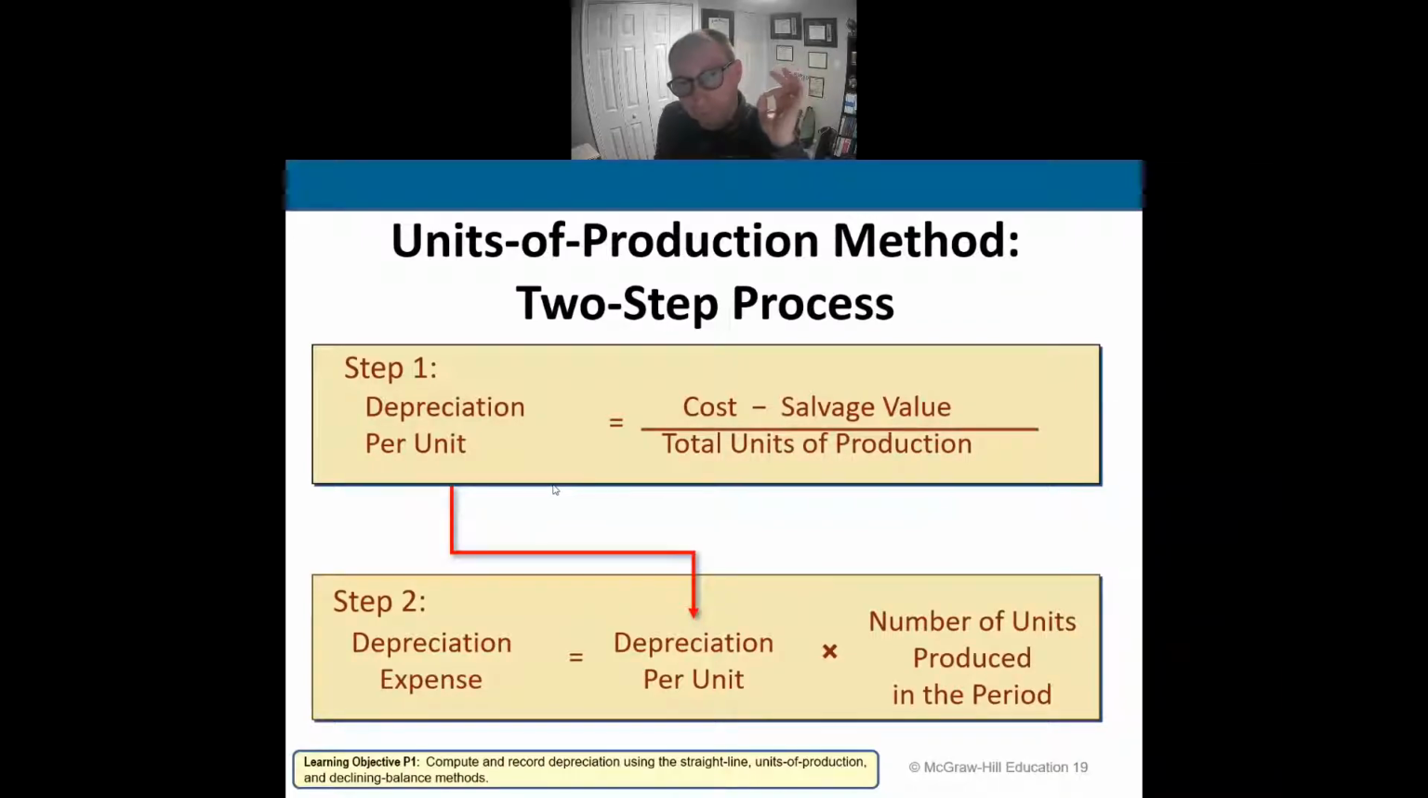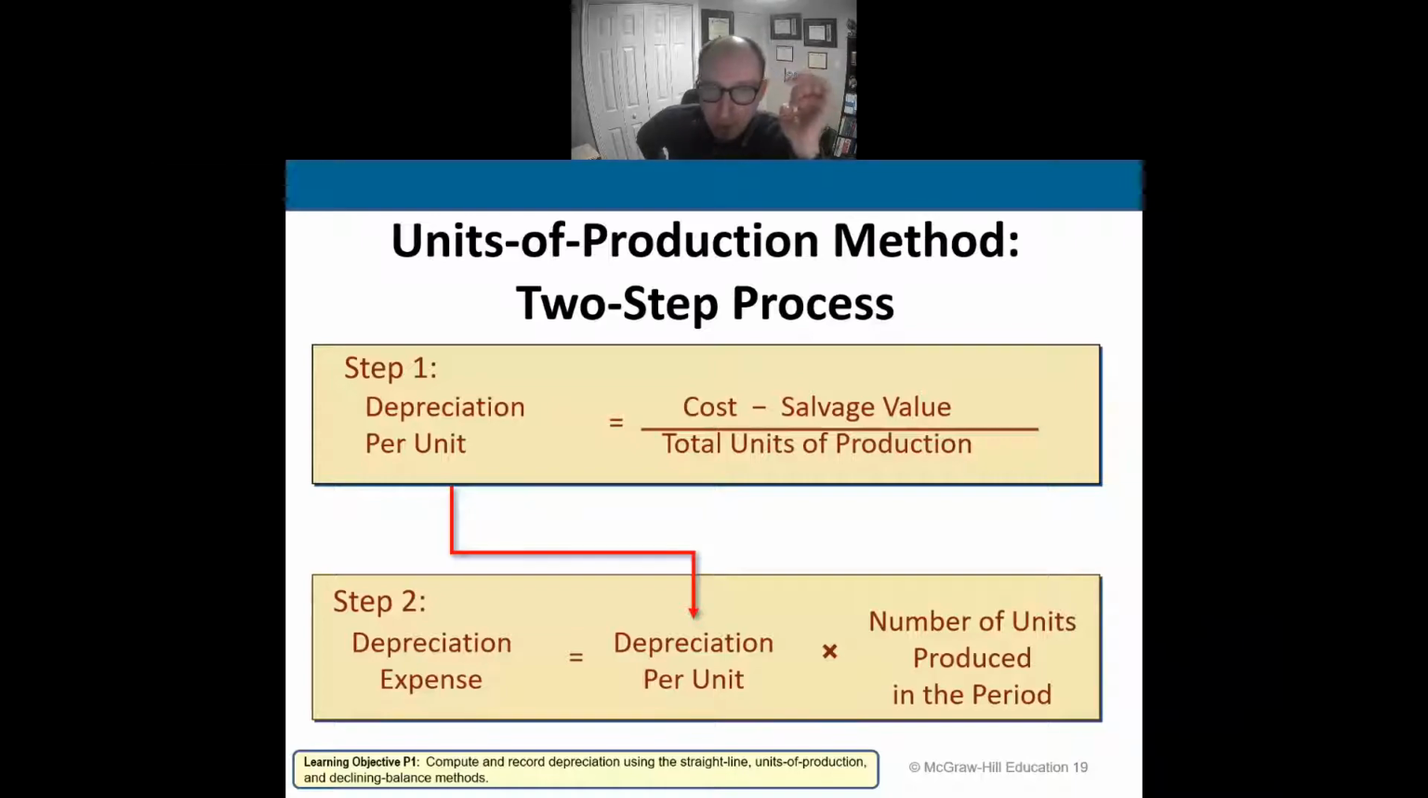Now, the second method I wanted to show you is units of production. This is where we identify the amount of units that I can produce with this piece of machinery over its useful life. So I take my cost, $10,000, minus my salvage value, $1,000, divided by the total units I can produce with this piece of machinery. That gets me my depreciation per unit.